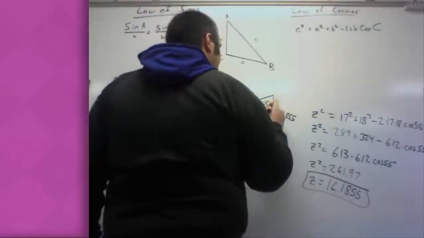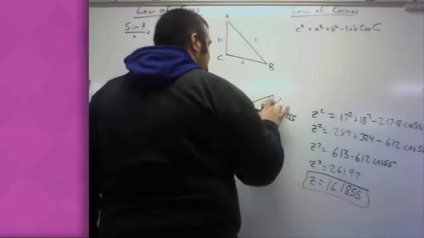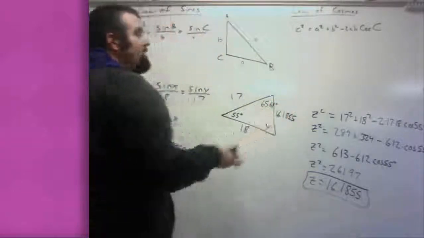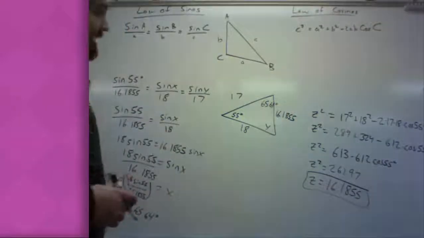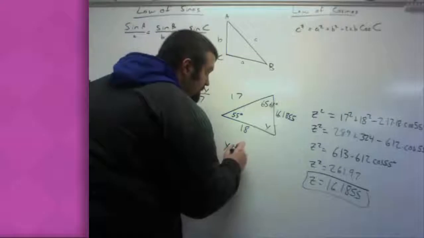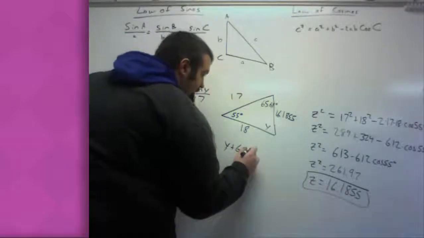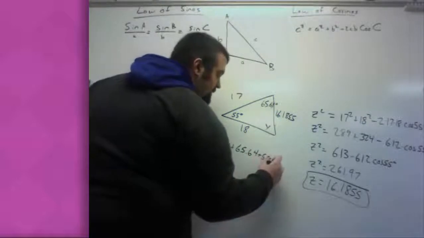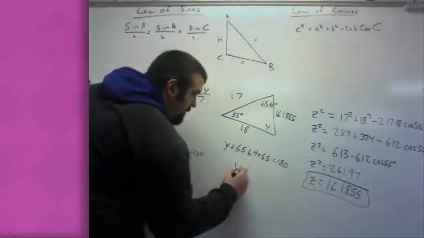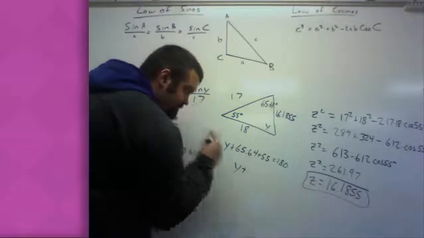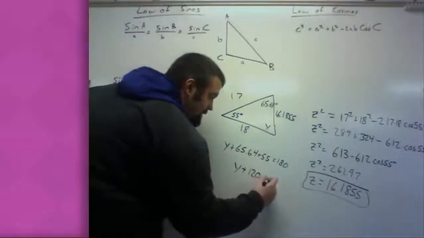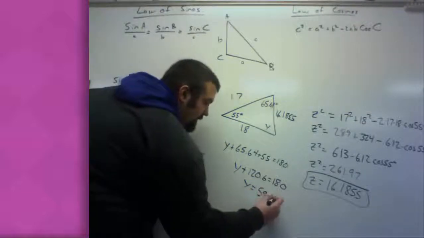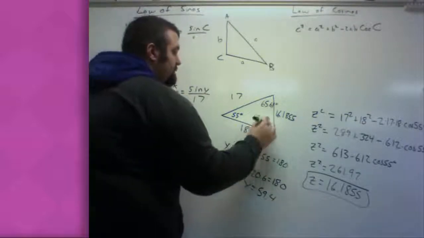So let's see, x is 65.64 degrees. And at this point, I would say use the law of sines again, but that's a lot of work. So at this point, I would say, why don't you just use the idea that all the angles of a triangle add up to 180? Because at this point, you can. Y plus 65.64 plus 55 equals 180. Y plus 120.6 equals 180. Y equals 59.4, so 59.4.